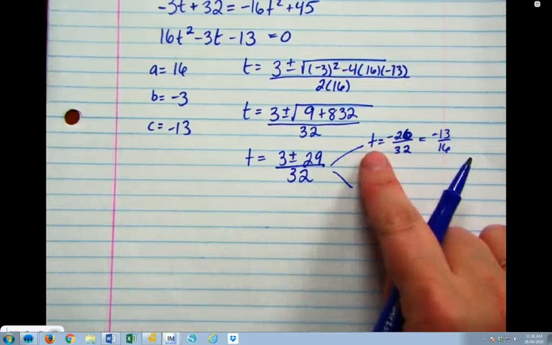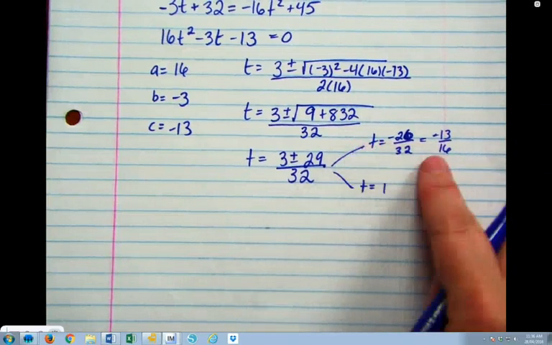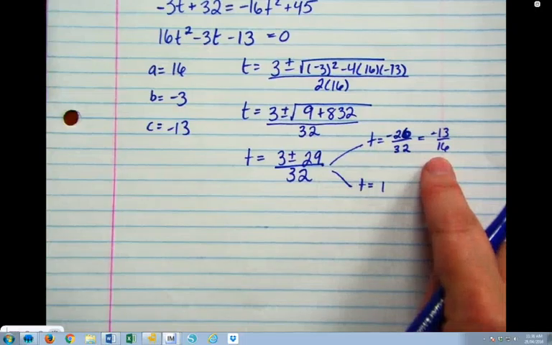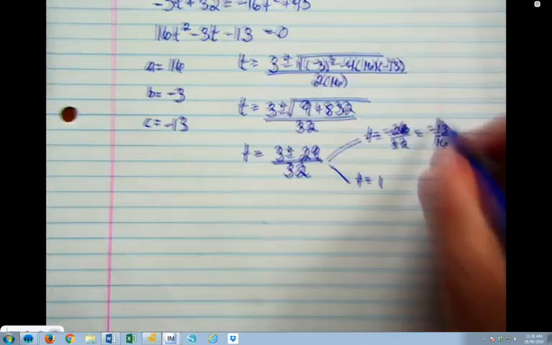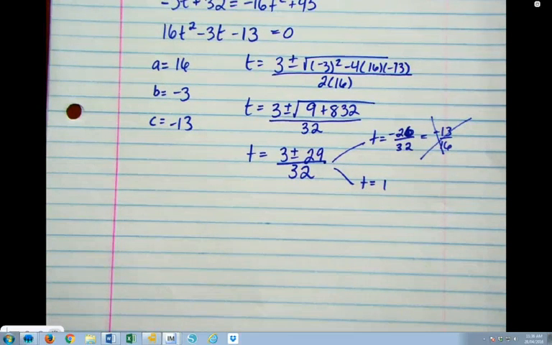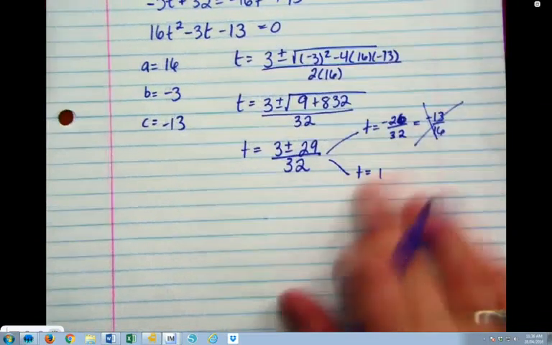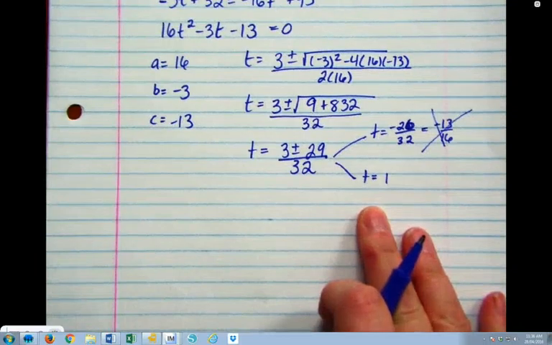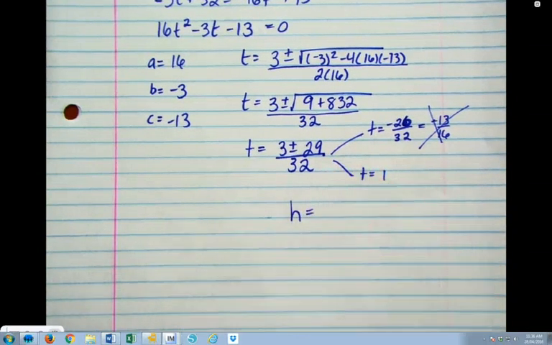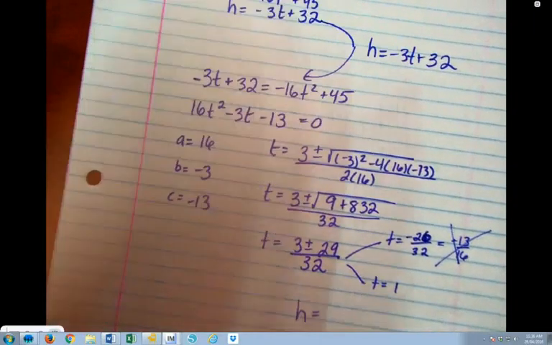What does T represent? Time. Can we have negative time? So we can just reject that one. Hayden looks confused. Someone tell him why. Why do we reject that one? Only because it's time for this one. Are we done? Is that what the question asked for? 1 second. It asked for the height. Plug in 1 into the other one. Into where? That's why I write him off to the side, because then he's really easy to grab in this step.